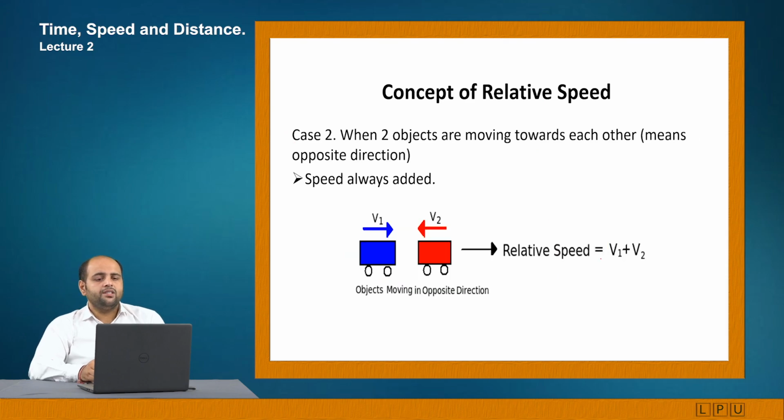Now, in the second case, when the two objects are moving towards each other, that means in the opposite direction. Let's take another example. If there is a car moving with V1 in this direction and there is another car moving in the opposite direction, coming towards it with a speed V2, then the relative speed will be the addition of both the speeds. So here speeds are always added. The rest of the formula remains the same. What is the formula for speed? Speed is equal to distance upon time. In the case of speed we just have to use the relative speed. Everything else remains the same.